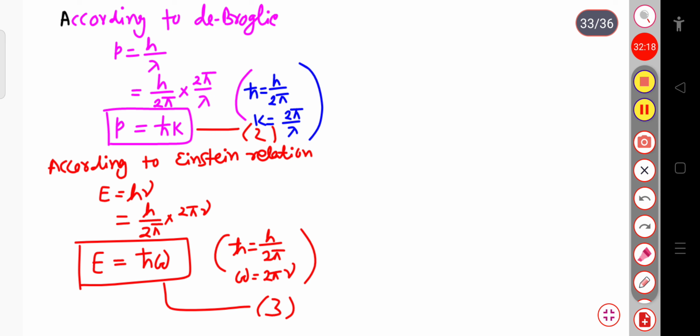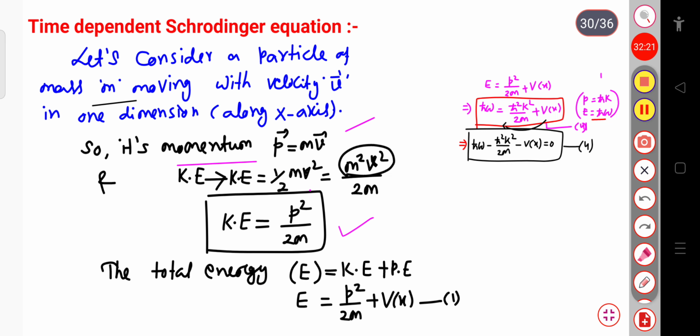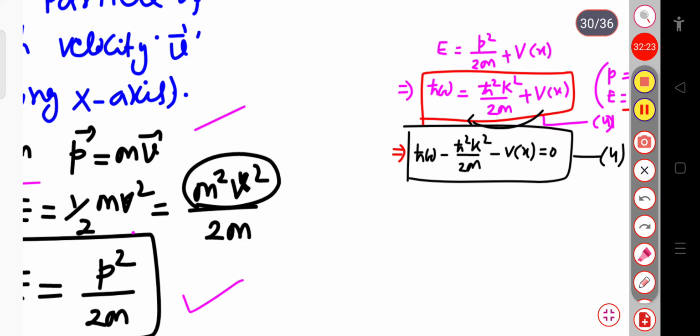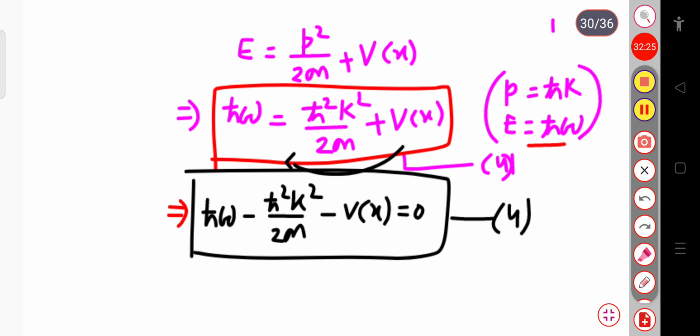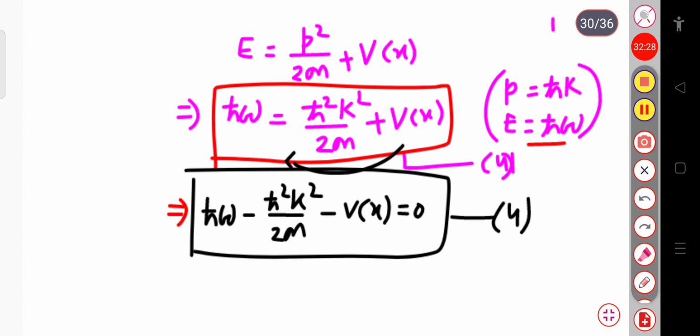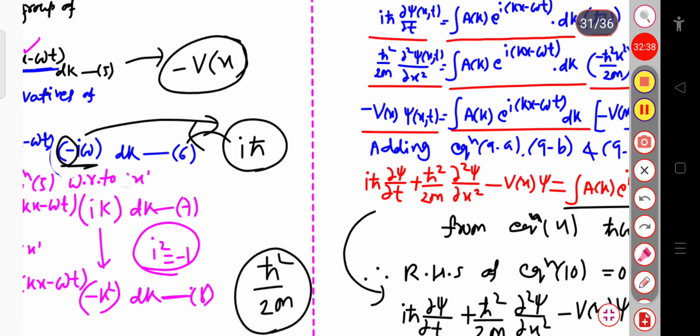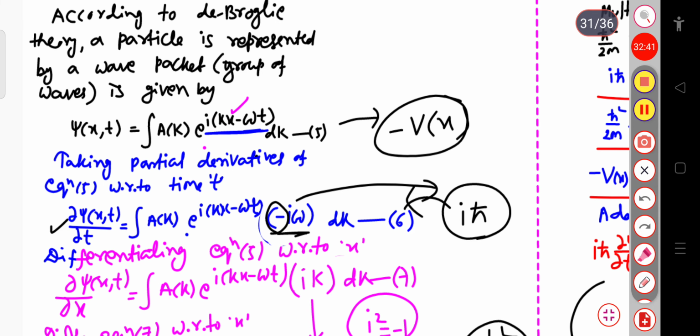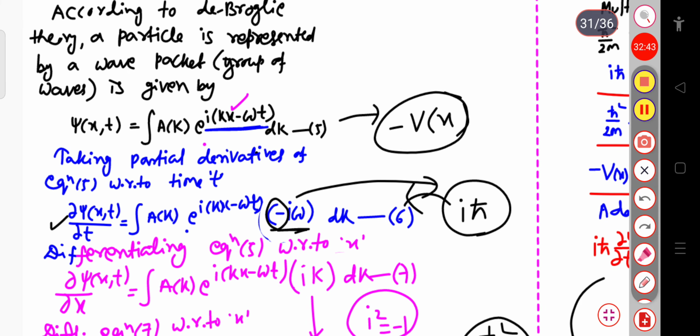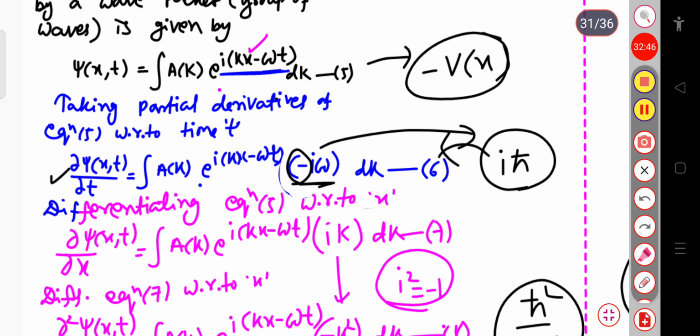When we substitute these values in the total energy expression, we get ħω minus ħ²k² by 2m minus V of x equal to 0. We will need this expression later. According to de Broglie theory, a particle can be represented in the form of a wave packet or a group of waves, so ψ equals the integral of a of k times exponential i(kx minus ωt) dk. Then we take the partial derivative with respect to time t.